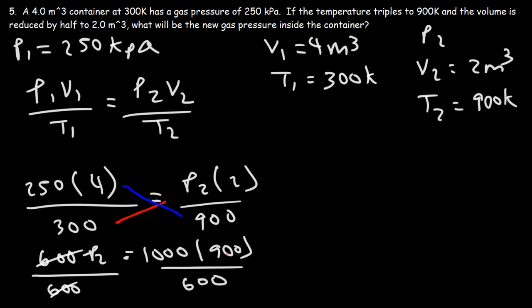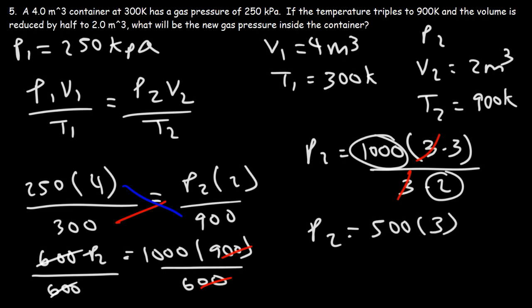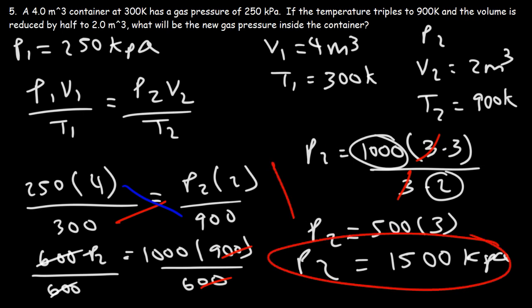900 divided by 600, we can cancel 2 zeros, so it becomes 9 over 6. So we have 1,000, and 9 is basically 3 times 3. 6 is 3 times 2. So we could cancel a 3. Now 1,000 divided by 2 is 500. So this becomes 500 times 3. 5 times 3 is 15. Add in the 2 zeros, we get 1,500 kilopascals. So this right here is the answer. That's the new pressure inside this container.